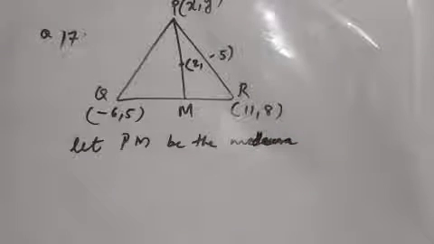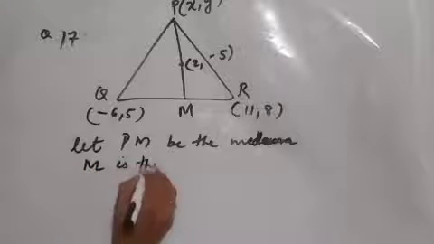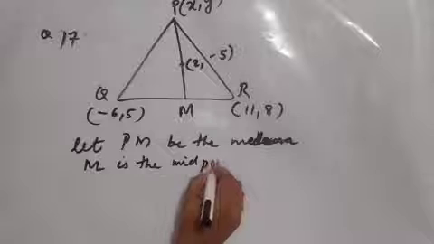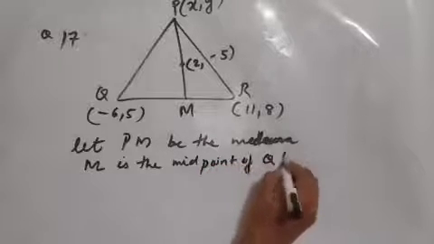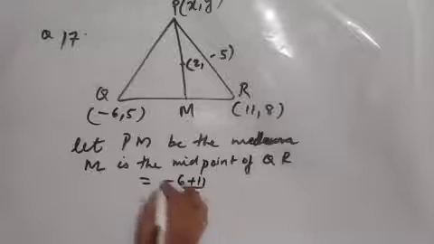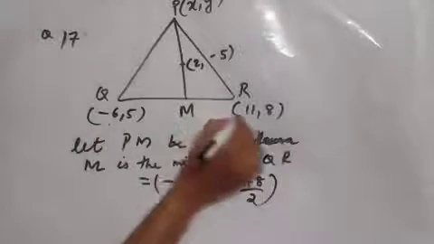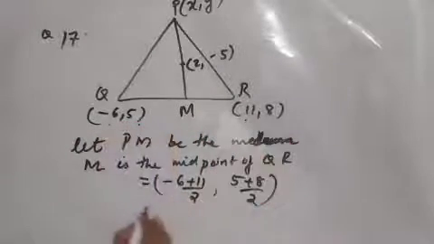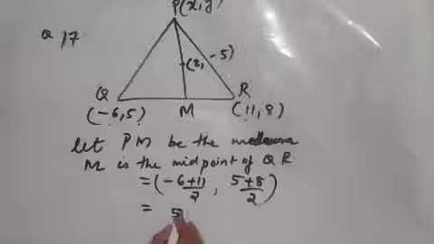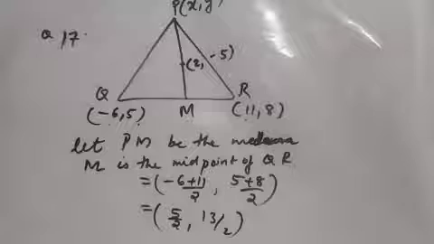So, how can we obtain that? M is the midpoint of QR. It is easy to calculate, no? (Minus 6 plus 11) by 2 and (5 plus 8) by 2. That is (x1 plus x2) by 2 and (y1 plus y2) by 2. That is 5 by 2 and 13 by 2. These are the coordinates of M.